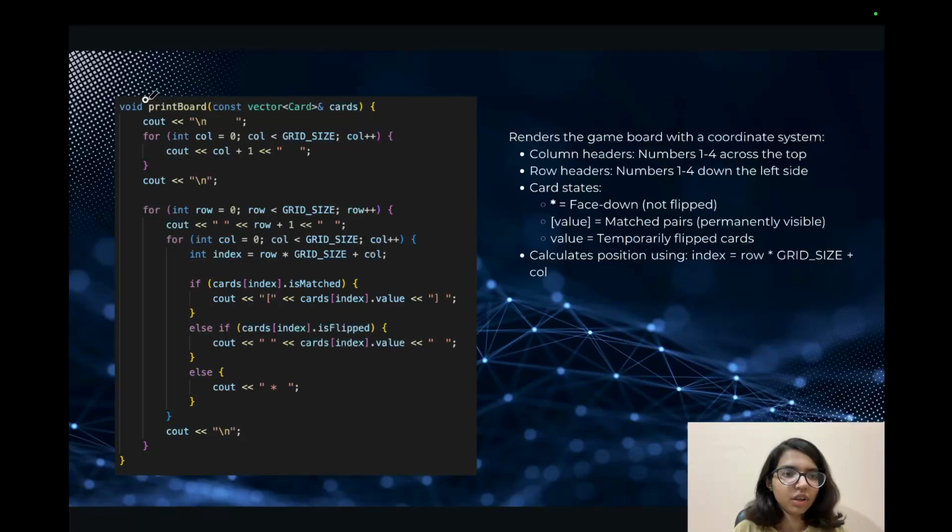Next function, printBoard. It will operate on the vector. First of all, from a new line it will print some spaces, this \n, then some spaces. This space will ensure that the column numbers are not printed on top of the row number. So the column number will be here and the row number will be here. The column number will print till 4 because our grid size is 4. So when the column is 3, it will print 4 and then it won't print any further.